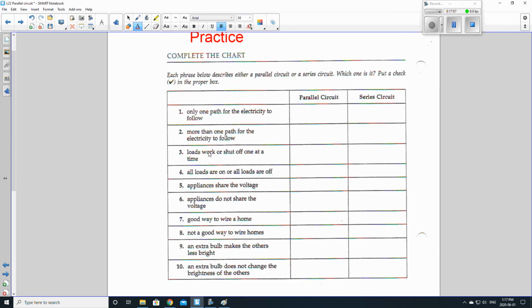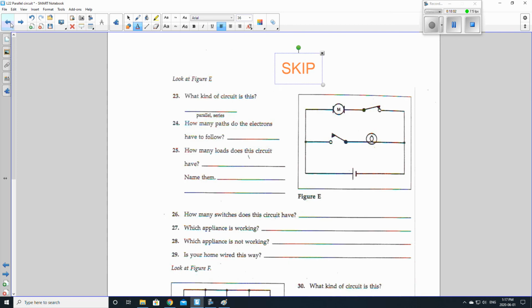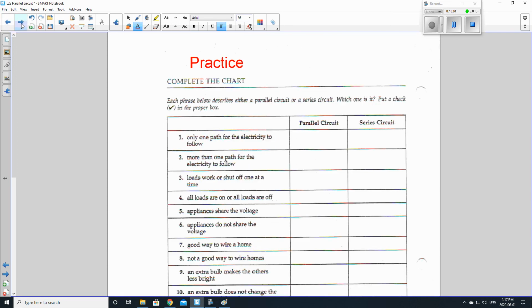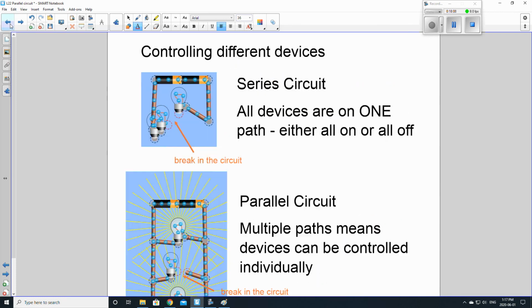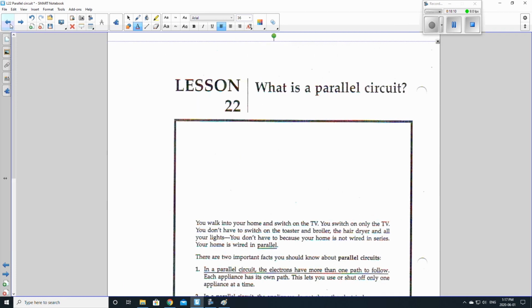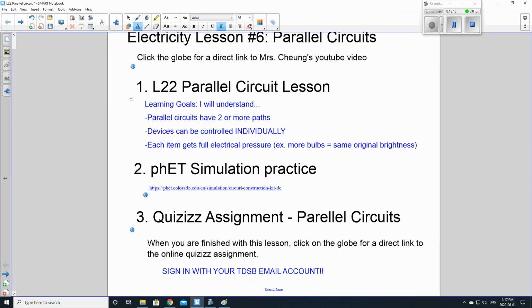Okay, so actually I think that's it for now. So please make note of what I've skipped and where I've told you to practice, okay? And then I would like you, after you've had a chance to review everything, to go back to the beginning of the PDF, click on the quizzes assignment on parallel circuits, okay? And use your TSB email account in order to have me directly notified of any of your marks, okay?